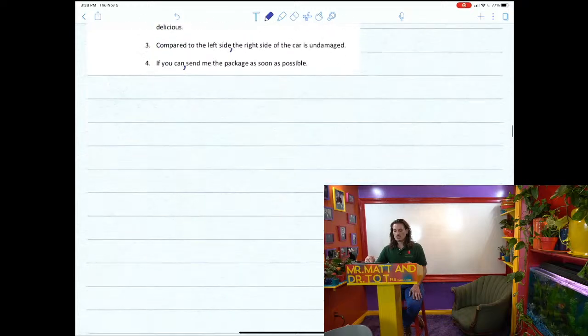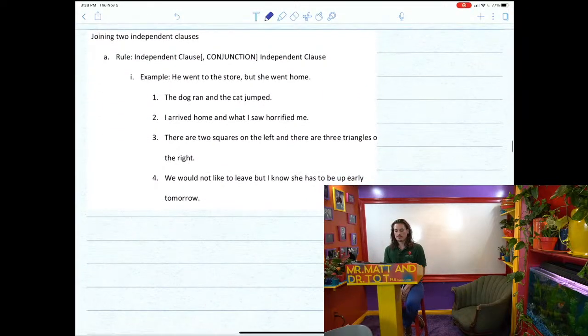If you have any questions, please let me know. Now, what if we want to conjoin two independent clauses, two complete sentences? Well, then we need a comma conjunction. So we can still use a comma, but we also need a conjunction.